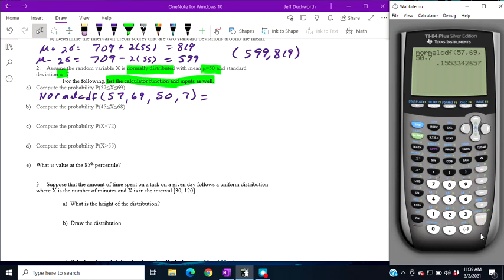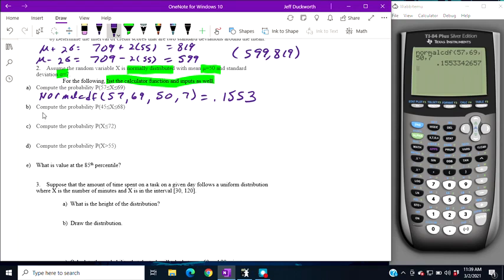So this is a normal distribution probability, which means it needs to be rounded to 4 decimal places. Not 4 sig figs, but 4 decimal places. So 0.1553. 4 decimal places for these. If you don't do this on your exam, you're likely to lose some points.